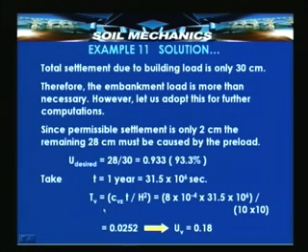Now, it is known that when t equals 1 year, or 31.5 into 10 raised to 6 seconds, then for this given value of CVZ and t equal to 1 year, we find that capital TV is 0.0252 and UV is 0.18. That means, at the end of 1 year, the vertical consolidation that takes place is 0.18.